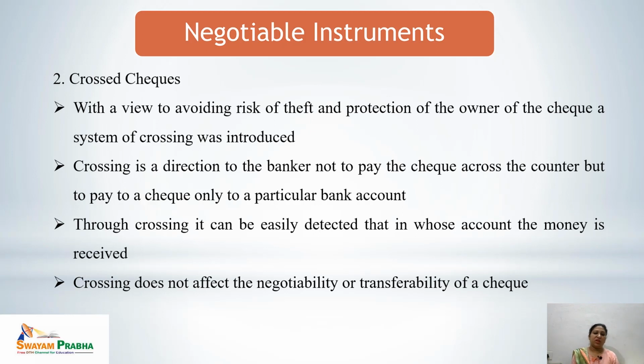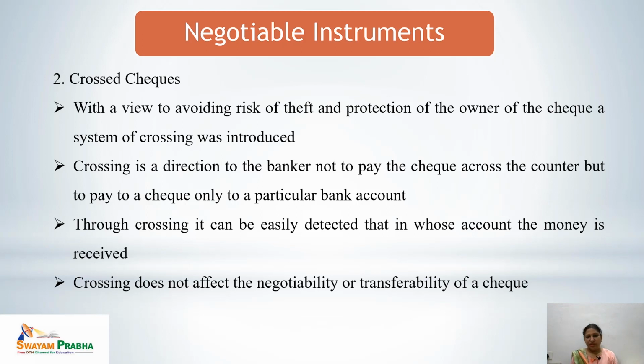The second type of check is the crossed check. So with a view to avoid the risks of the bearer check, the risk of theft and the risk of loss, and for the protection of the owner of a check, the crossing of check system was introduced. So what is a crossing? Crossing is basically a direction to the banker not to pay the check over the counter, but to pay the check only to a particular bank account.